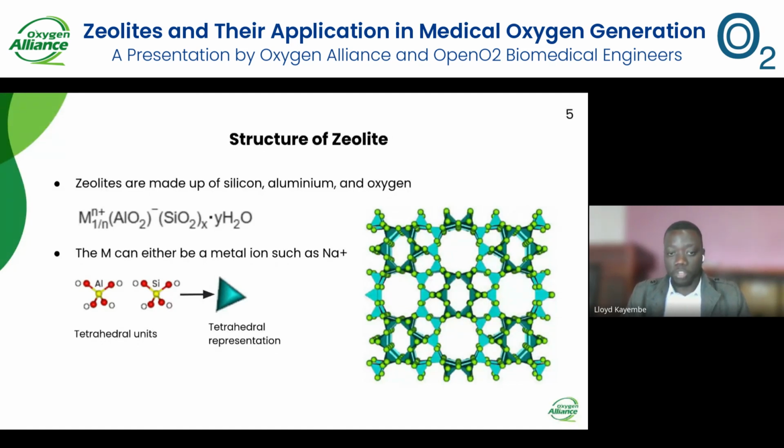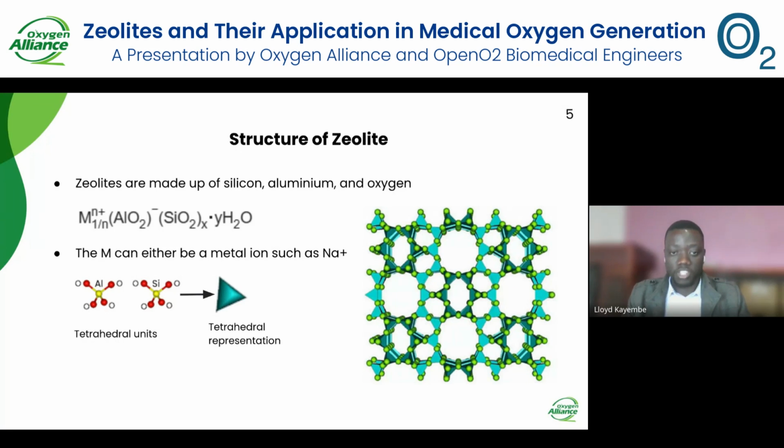So the fundamental building blocks of the zeolite structure are tetrahedral units. These tetrahedral units are made of silicon or aluminum atoms bonded to oxygen atoms, and this makes a triangular pyramid structure. In the image, I've represented these tetrahedral units with a triangular pyramid, just to illustrate the 3D structure that the units make when bonded together.